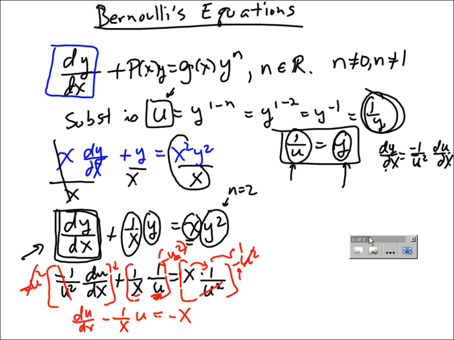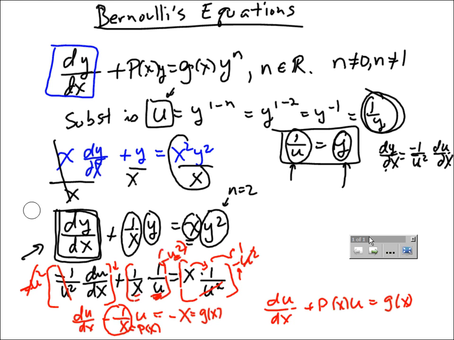Now this is a linear equation. Usually we have dy dx plus p of x y is equal to g of x for linear. But it's just alphabet soup. Instead of y's, we call the variable u. So this is my p of x, and that there is my g of x.